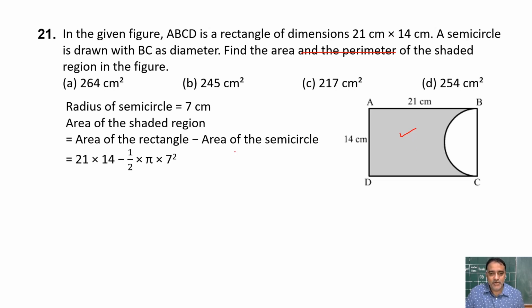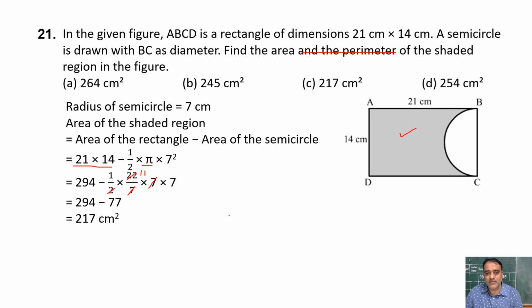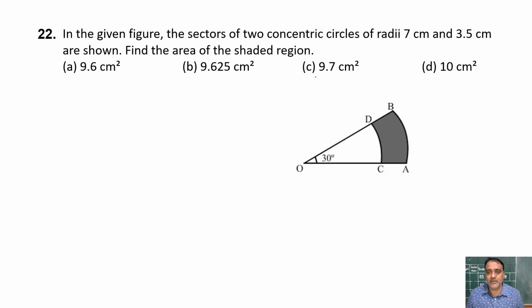Okay, so 21 into 14 will get 294. Pi is 22 by 7. So हम लोग ये वाला part simplify करेंगे. 22 also we can cancel it by 2. So we'll get 77 here. 294 minus 77. So 217. So which option is the correct one? Option C. Option C. Right. Okay. So now we are moving toward question number 22.